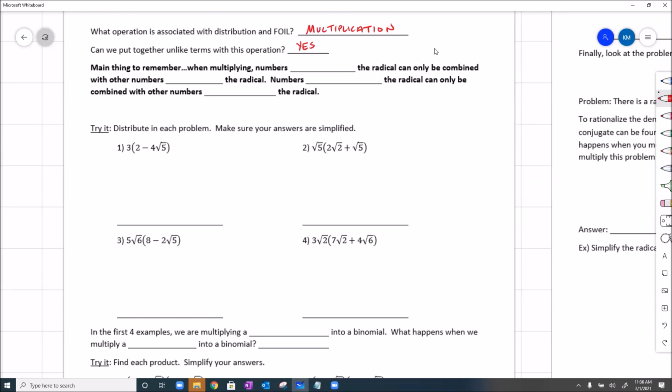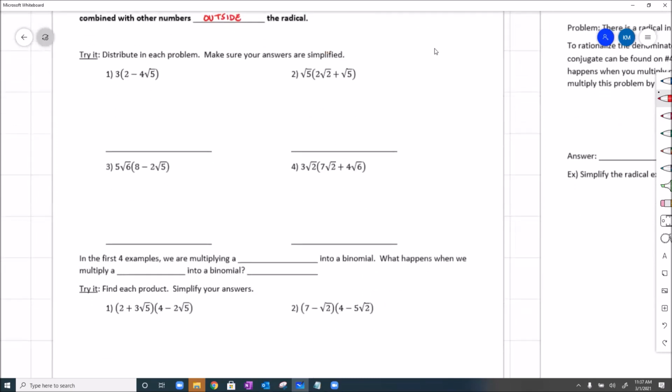Okay, the main thing to remember is that when multiplying, numbers inside the radical can only be multiplied with numbers inside the radical. Numbers outside the radical can only be multiplied with numbers outside the radical. And so that's why you might have heard me say a million times this chapter, inside by inside, outside by outside. Okay, so got to make sure that we remember that as we see a lot of multiplication problems in a row. So let's look at this.